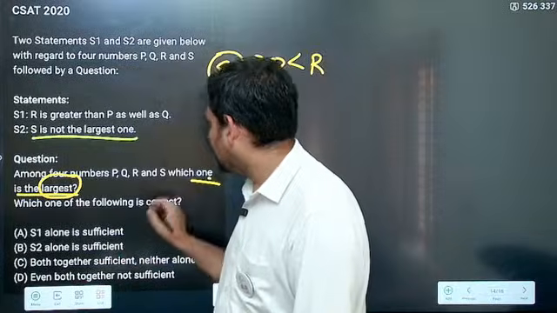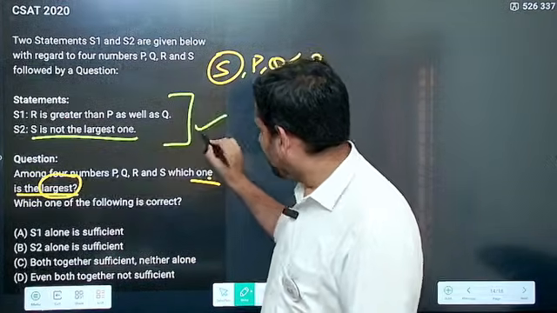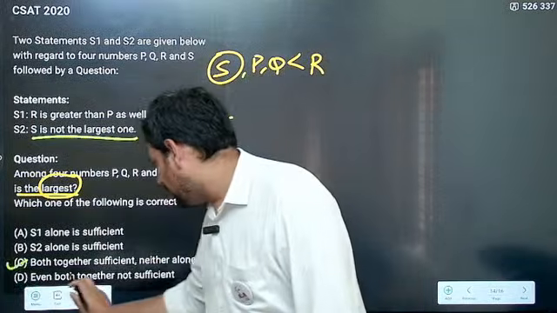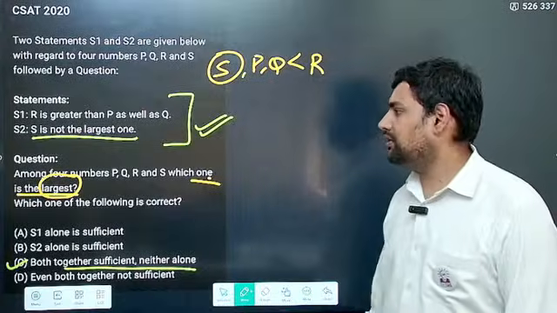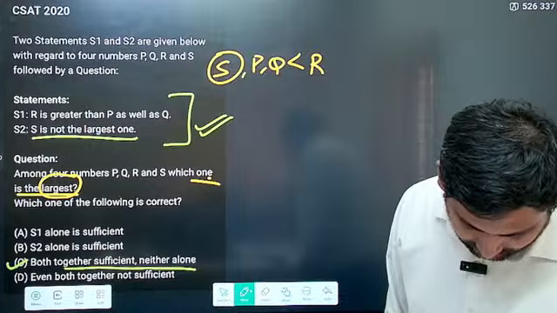So the answer becomes: if you take both of them together, then you can answer the question. Correct? Both together are sufficient, neither alone will be sufficient. Understood? Yes, Shweta.